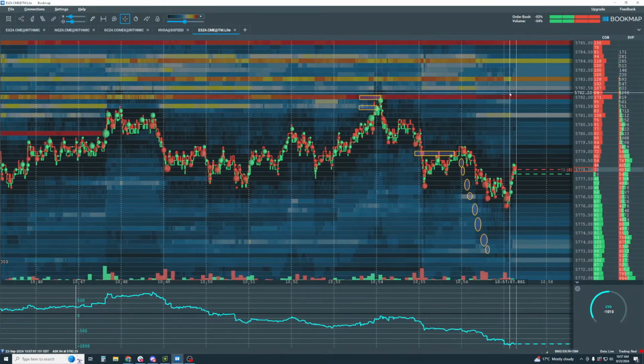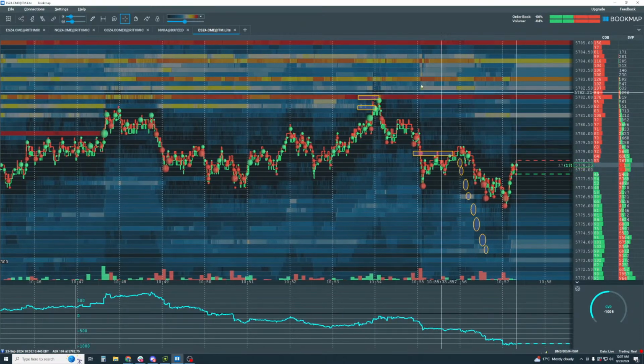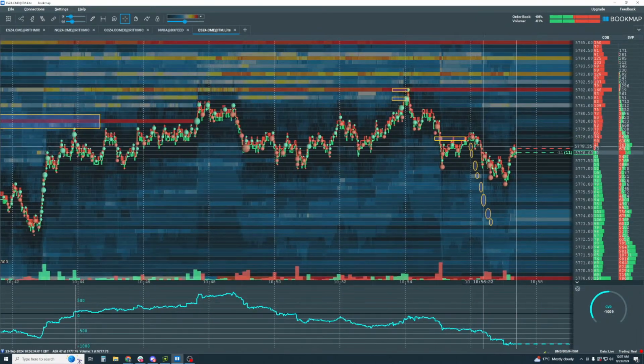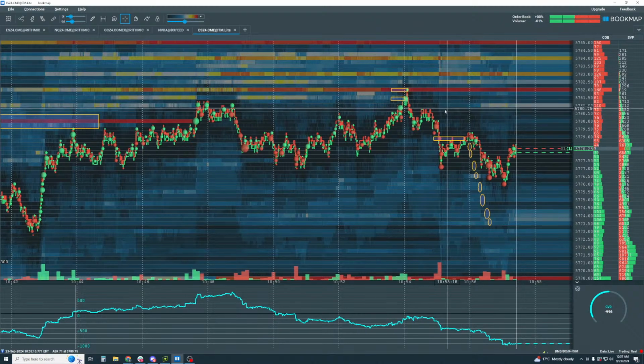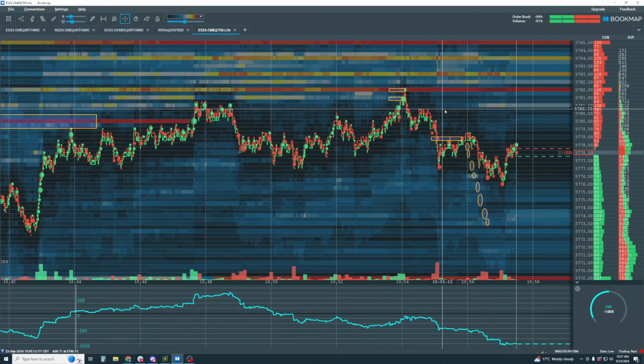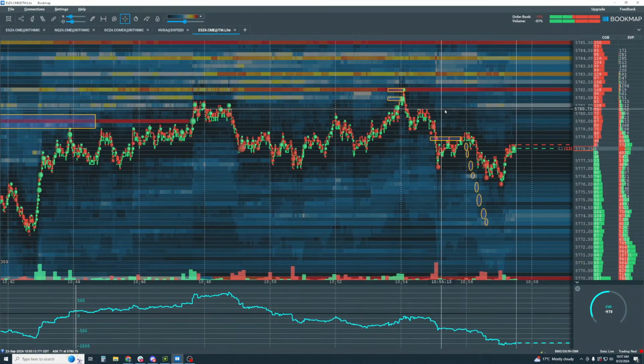Again, these are not trade recommendations. These are just some concepts and ideas: understanding order flow, looking for an edge, then trading that edge, and looking for how to manage that edge.